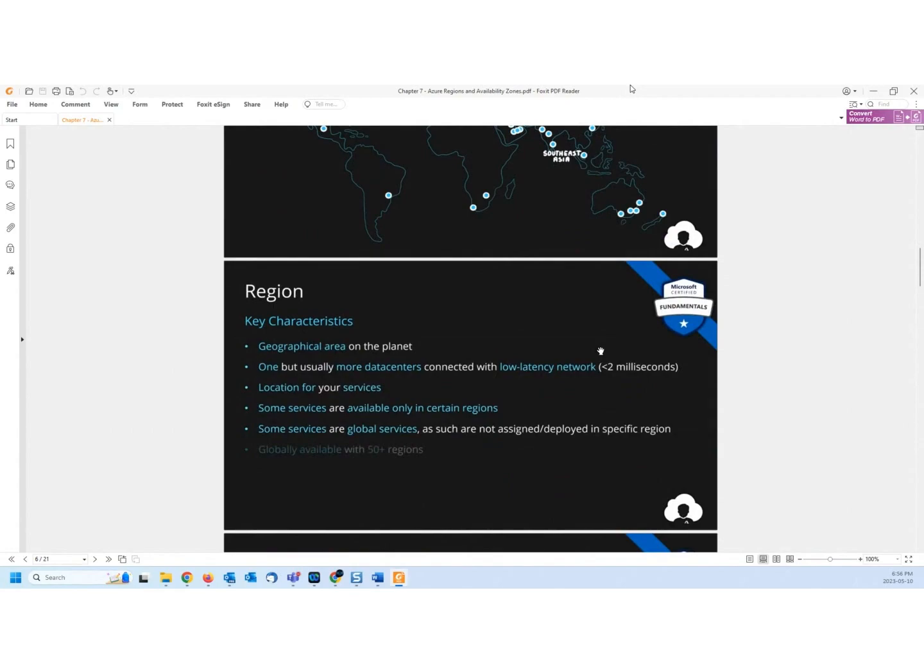So the regions have key characteristics. They are available in a geographical area on the planet. One, but usually more data centers are connected with a low latency network, less than 2 milliseconds. That is what they target. So they have low latency. What do you mean by latency? What is latency?